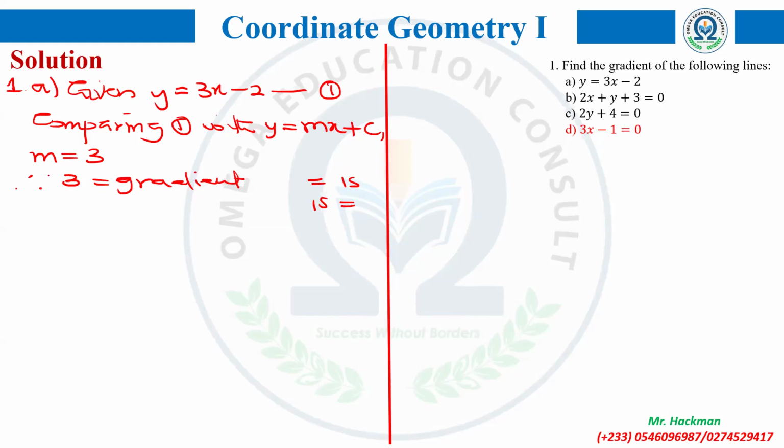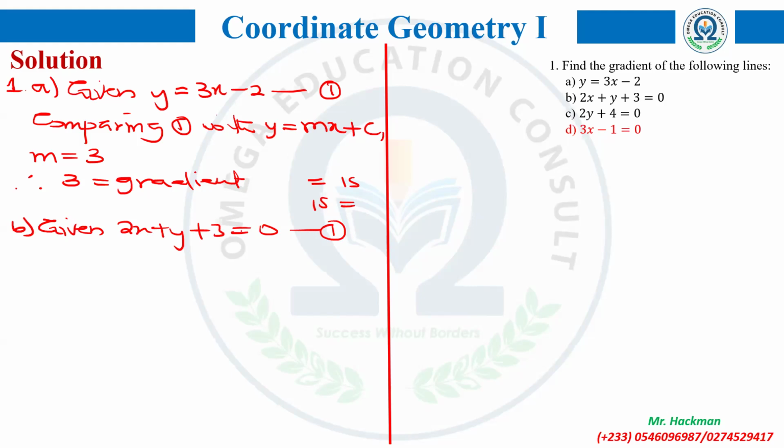So we are done with part A. We are going to look at B. Any questions before we move on to B? Are we all fine? Okay, great. If that's the case, then we can move on to B. B, what are we given? We've been given the equation 2x plus y plus 3 is equal to 0. So we label this as equation 1.